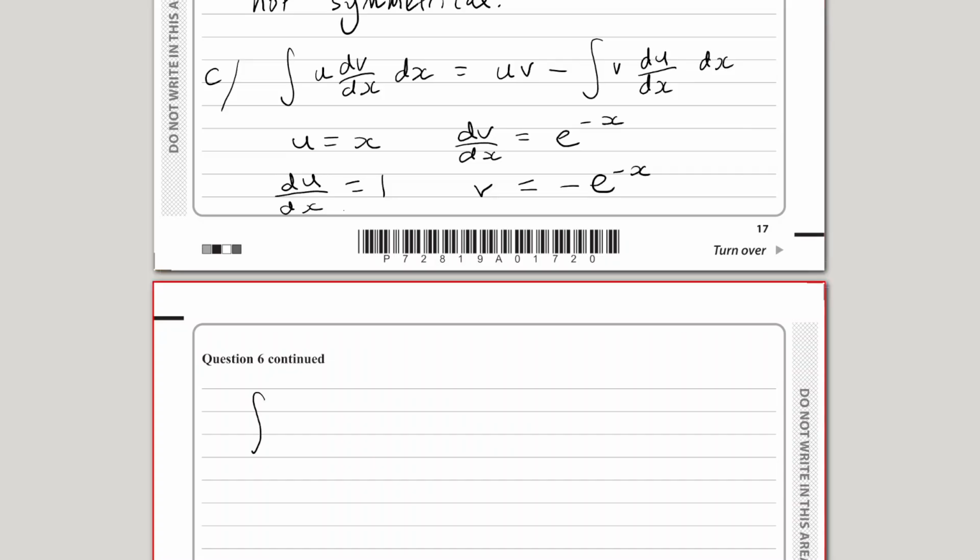So the integral of u dv dx, x e to the power of negative x, with respect to x, is uv, negative x e to the power of negative x, minus the integral of v du dx, minus e to the power of minus x. We're then going to integrate minus e to the power of minus x, which is going to become e to the power of minus x. So it's just going to change the sign. So it's minus e to the power of minus x.